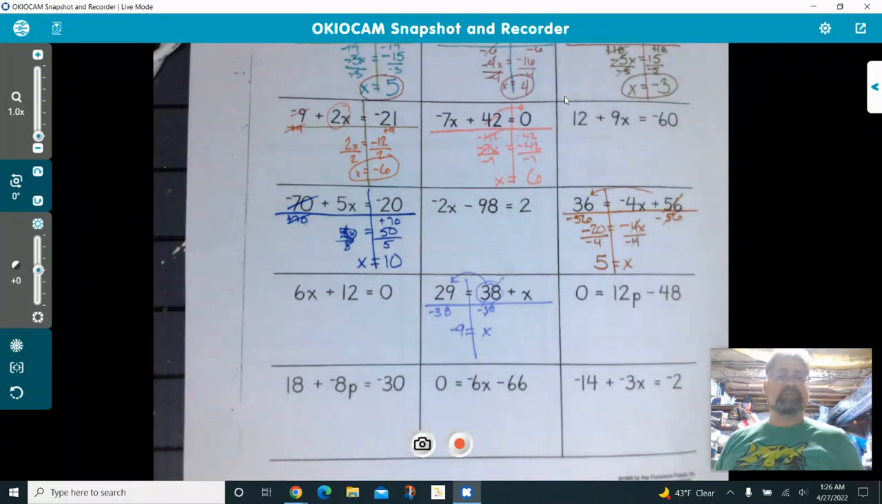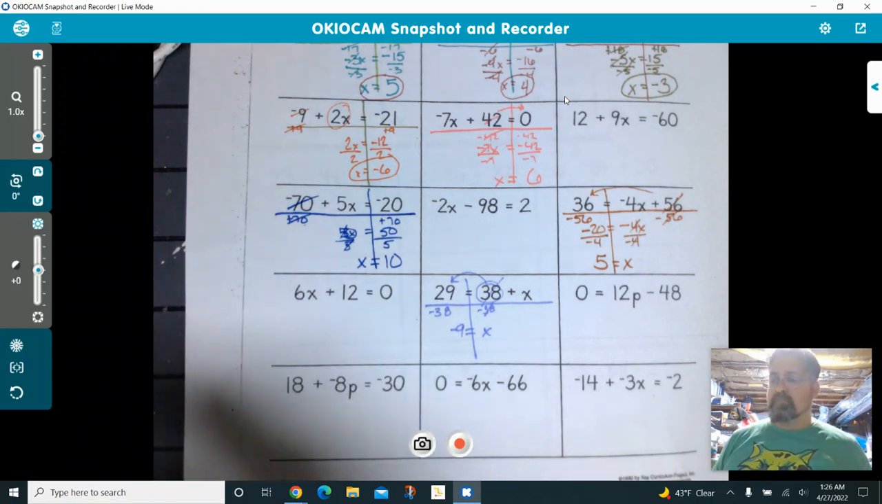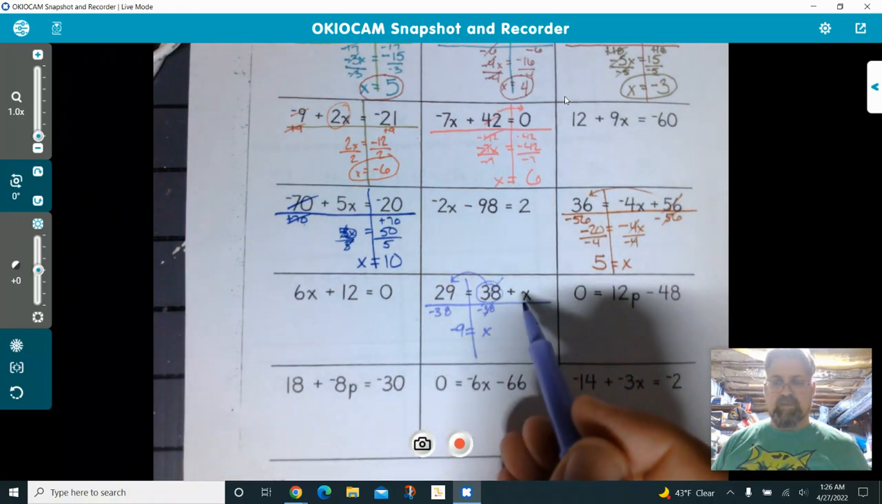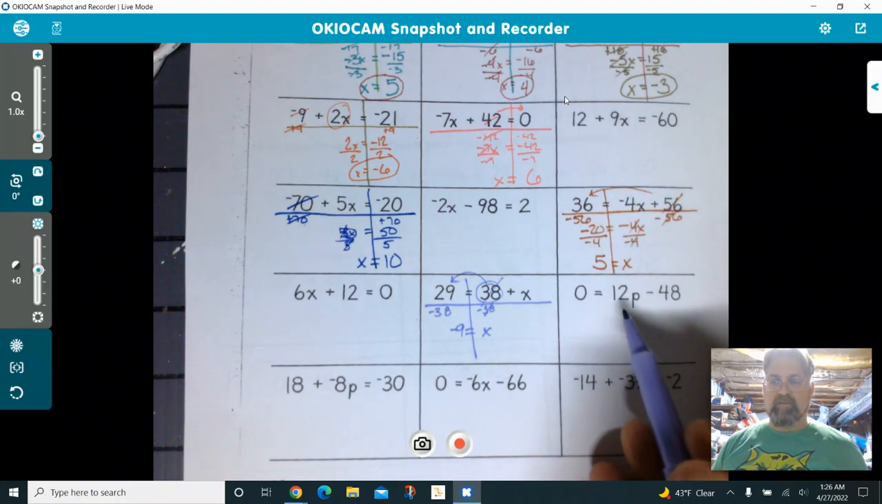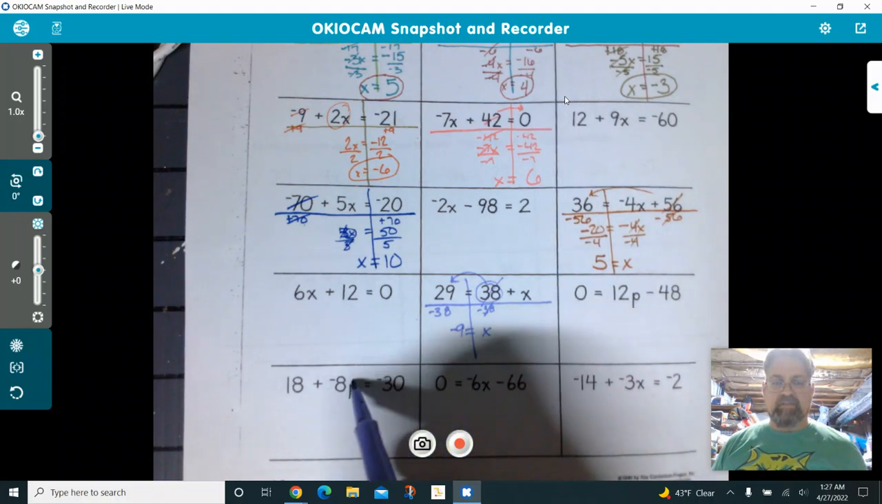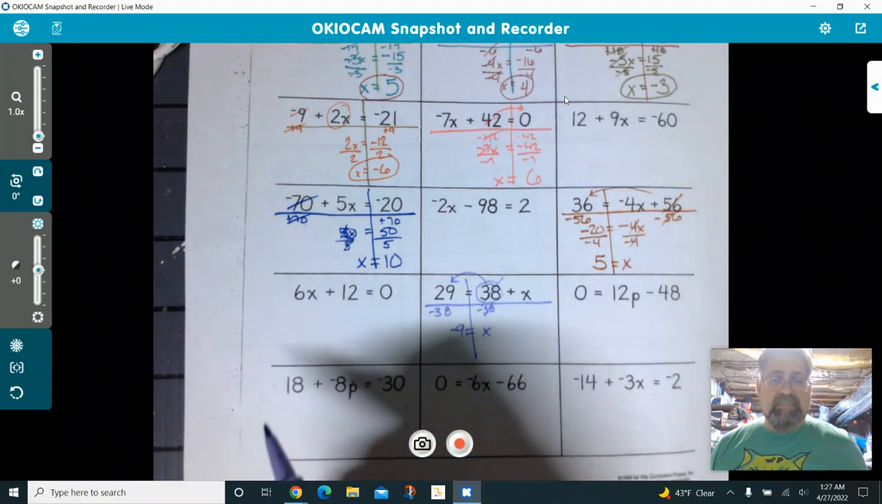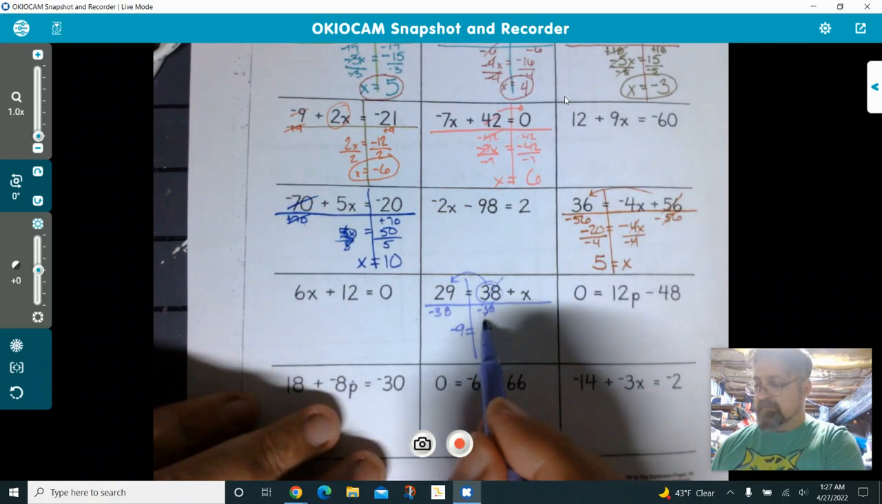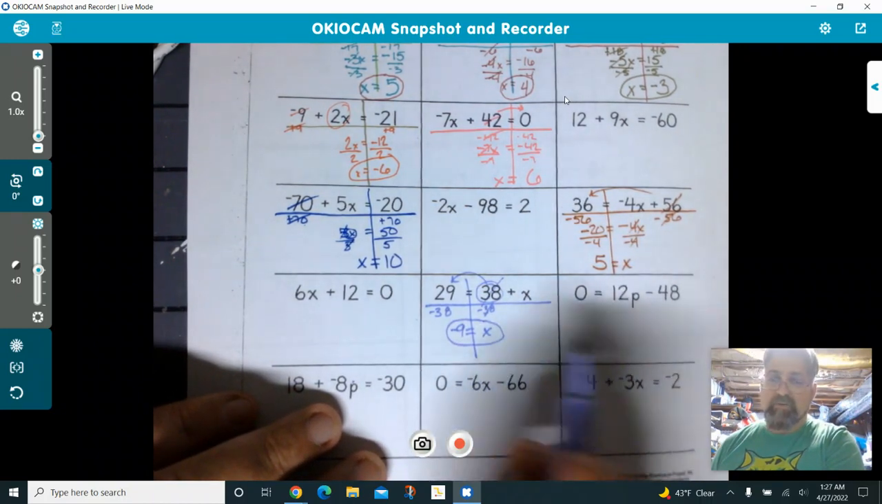We saved ourselves a step. Pretty awesome. Well, we didn't do anything to save the step, but the fact that that x is by itself, it doesn't have a 12 in front of it or a negative 8 in front of it, that saved us a step. X equals negative 9. That's our answer.